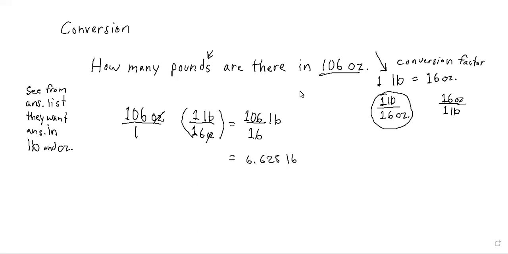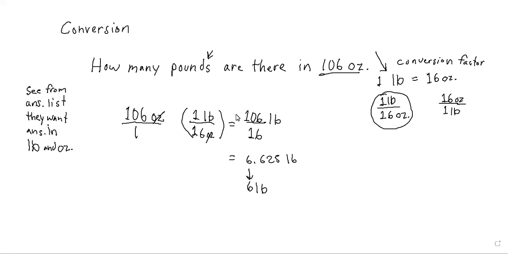So how many pounds are there in 106 ounces? 6.625 pounds. All right. Now we go to our answer key. Let's pretend our answer key is over to the left. And we see from the answer list that they actually want the answer in both pounds and ounces. So they want the whole number of pounds, which is the 6, right? And then whatever we have in the decimal part, they want that in ounces. So now we have to convert this decimal part, 0.625 pounds, to ounces. And that's fine. We can do that. So 6 stays. That's 6 pounds, right? Now we got to figure out how many ounces are 0.625.